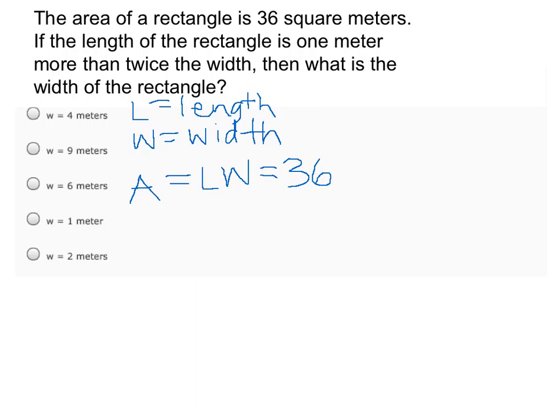Now for our second equation, we know that the length of the rectangle is 1 meter more than twice the width. So that tells us 1 more than something would be 1 plus something, and then twice the width, or 2 times the width.